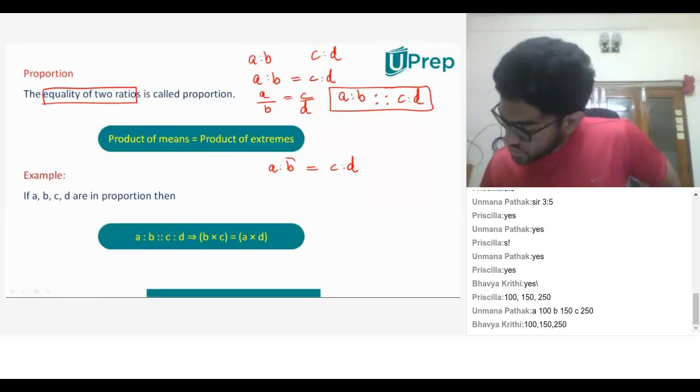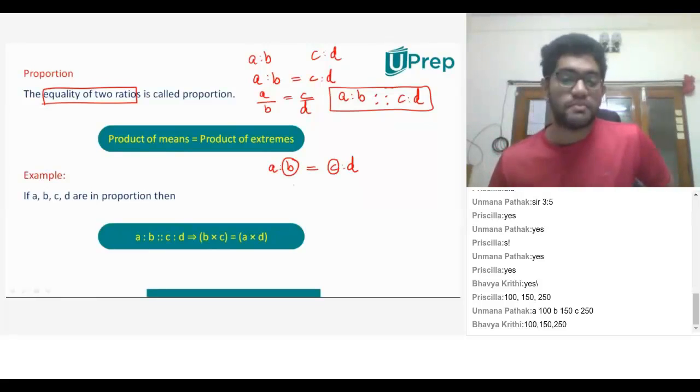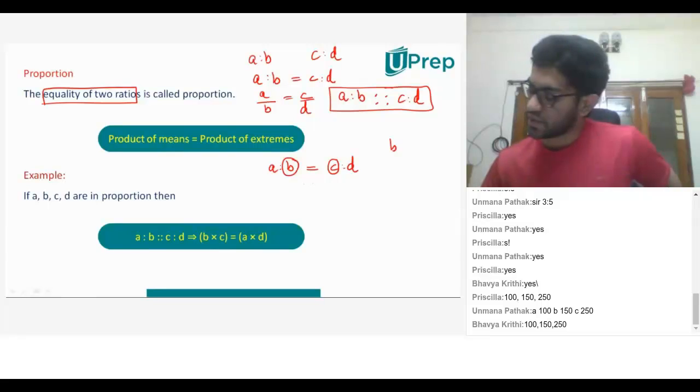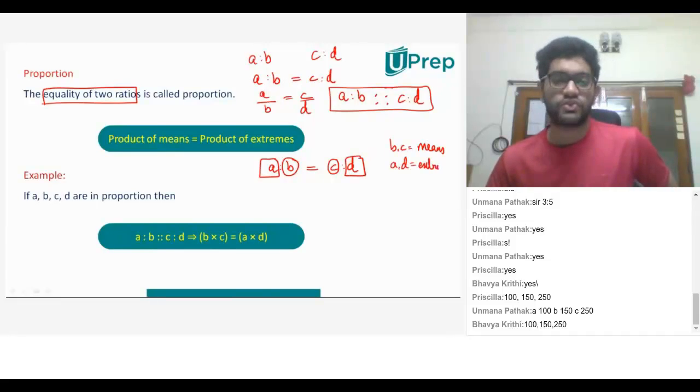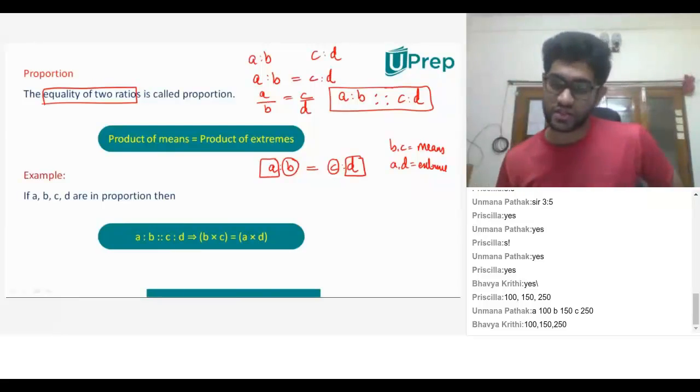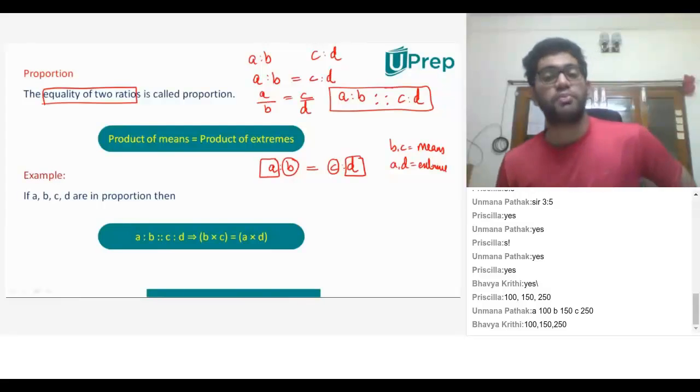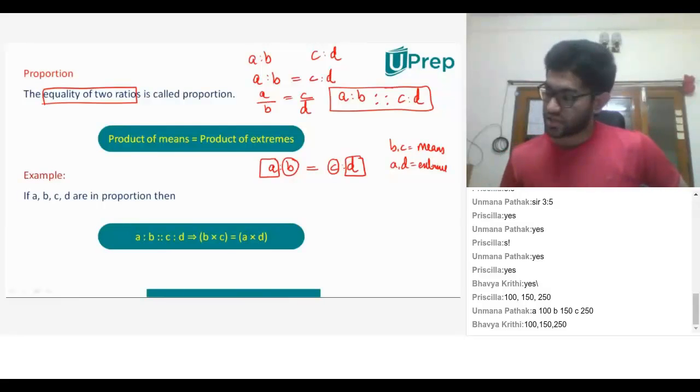Now, these two numbers, B and C, are called means. And A and D, sorry, are called extremes. Why? Because they are the corners basically. That's the reason he's calling them extremes. Now, why does he say that the product of means is the product of extremes?